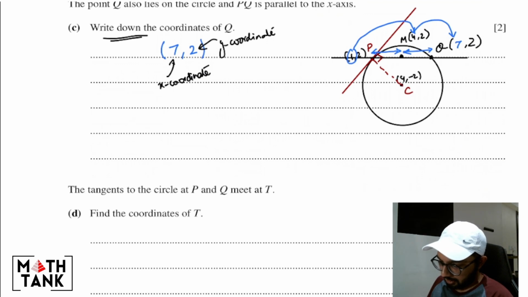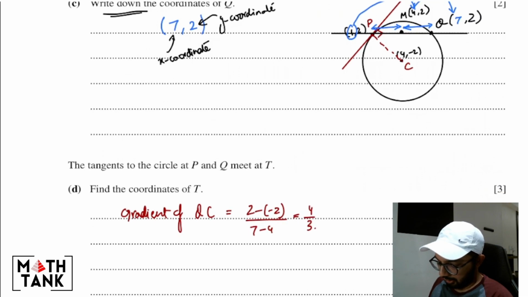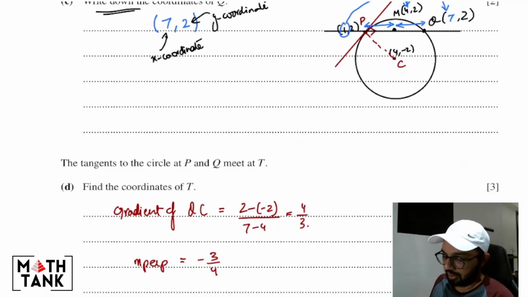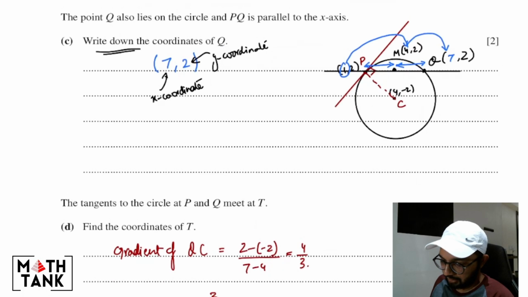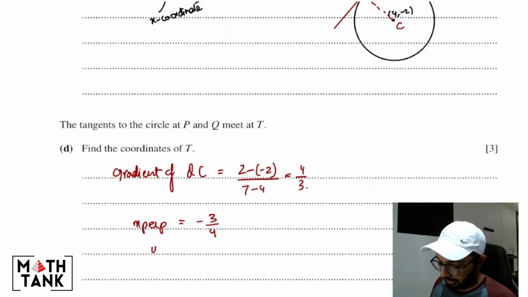So gradient of QC is 2 minus minus 2 over 7 minus 4, that gives me 4 over 3, and negative reciprocated gives me minus 3 over 4. What you should be able to observe is that what I am then creating is that PCQT will probably make a square. So that's something that you need to be aware of in one of the questions that comes up later in the past papers. But let's just deal with this question right now.